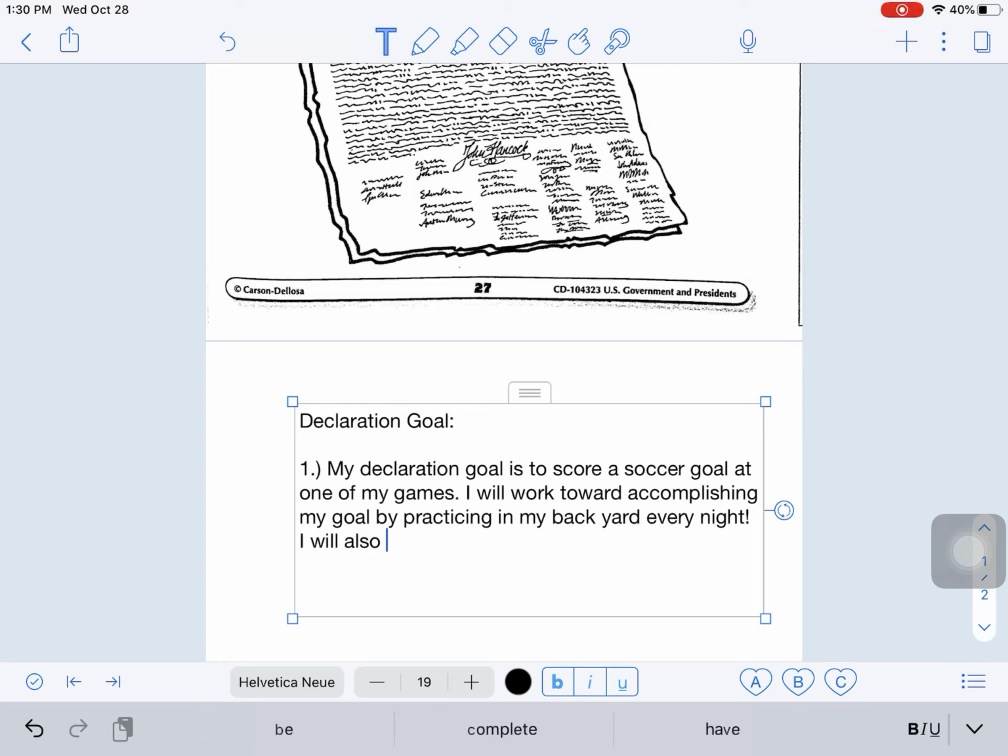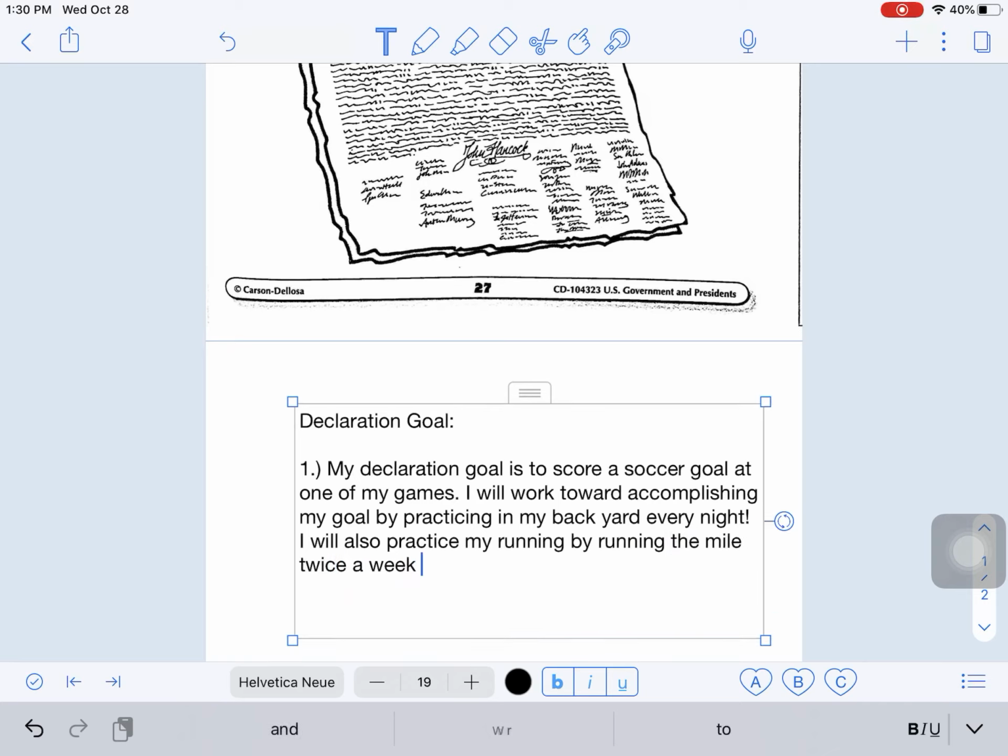I will also practice my running so I can get faster at running by running the mile twice a week with my dad in my neighborhood. All right. So that would be my declaration goal. I don't play soccer. This is just an example one.